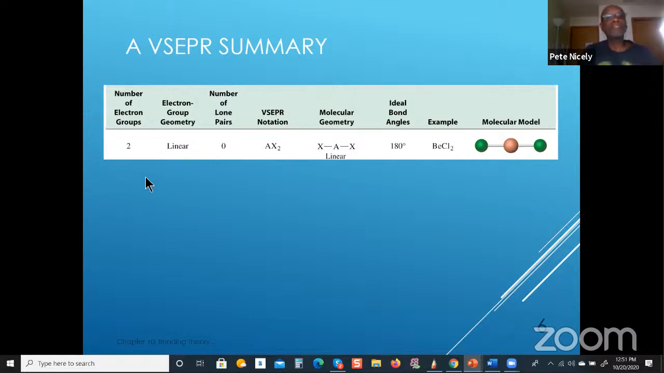Now, the central atom has no lone pairs. So therefore, if you're going to use a VSEPR notation, this is what it would be, AX2. As a result of that, the geometry adopted by the molecule would be linear, right?